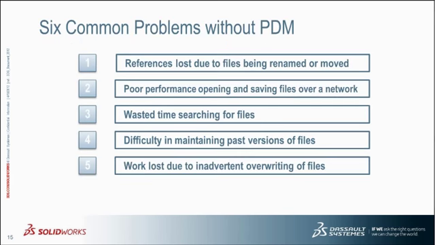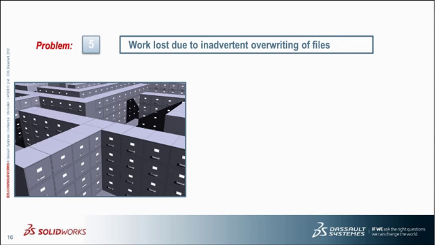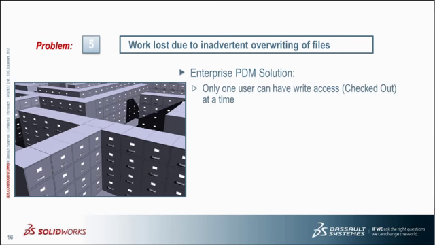All right, the fifth problem we looked at was overwriting files by mistake. This is easily solved by Enterprise PDM. Here's how. Only one user can have write access at a time via the checkout operation, so two people cannot be modifying the same file at the same time.